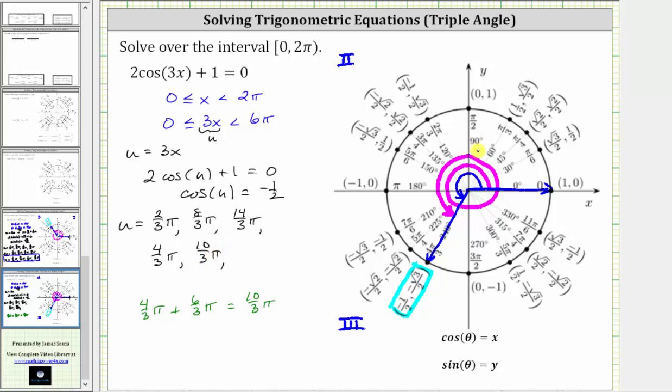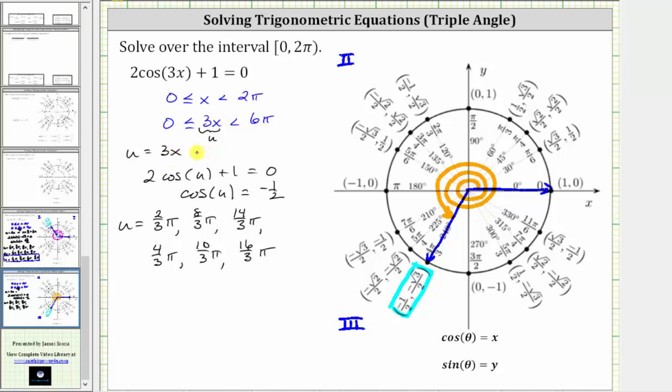And the next angle would be 2 rotations around the unit circle, back to the same terminal side, which should be this angle. So 1 rotation, 2 rotations, and then back to the terminal side. This is 4/3 pi radians plus 4 pi radians, or plus 12/3 pi radians, which is equal to 16/3 pi radians. But remember, u is equal to 3x.